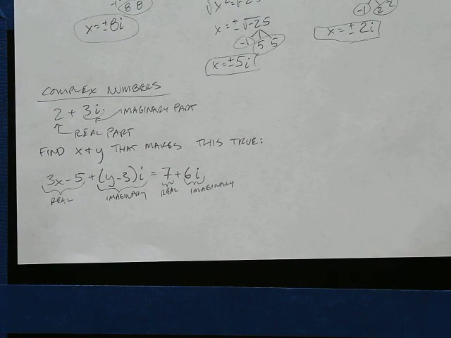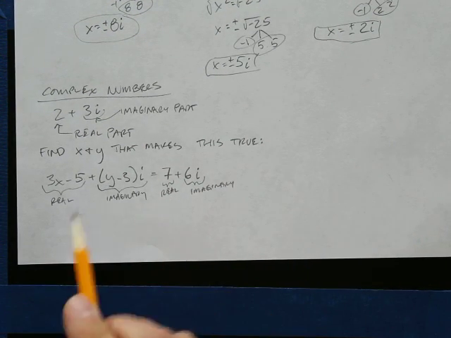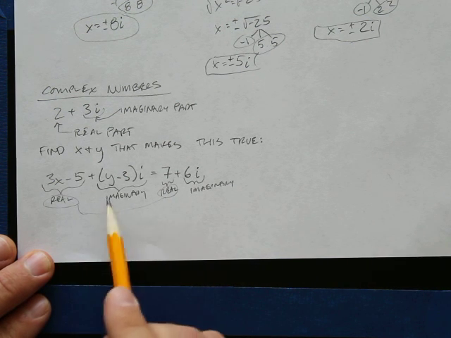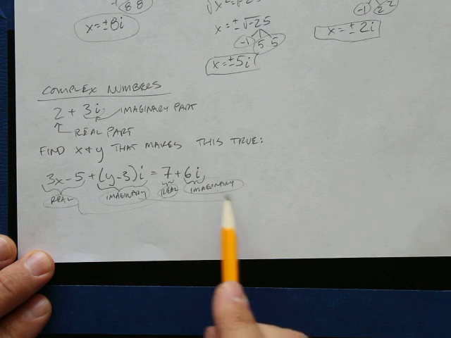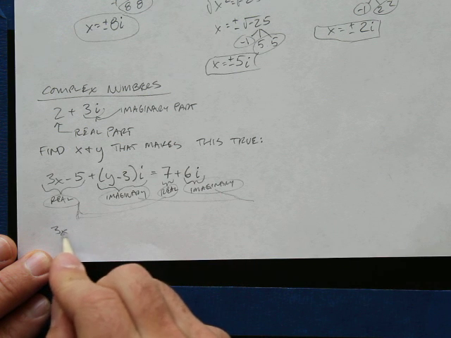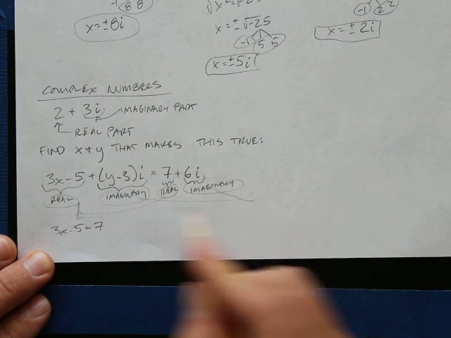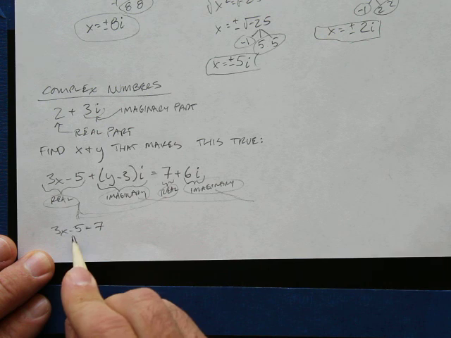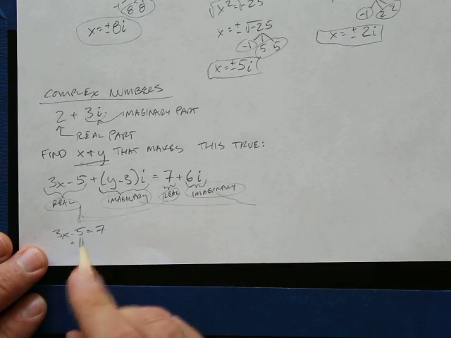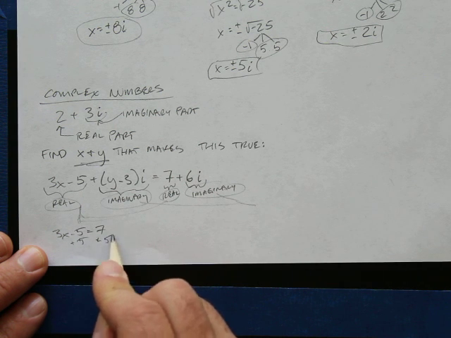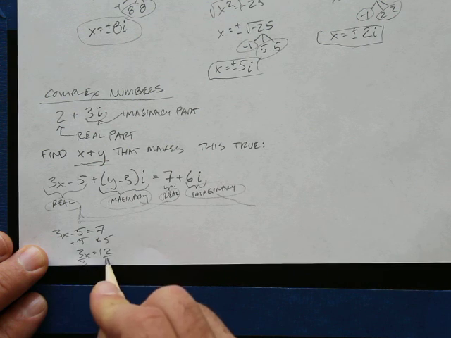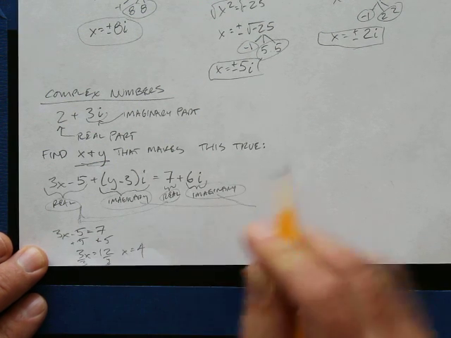So all we're going to do here is set up two equations. We're going to look at the real parts together, and we're going to look at the imaginary parts together. So let's look at the real parts: 3x minus 5 equals 7. I'm going to solve for x, because I'm being asked what are x and y. I'm going to add 5 to each side, and I've got 3x equals 12. Divide by 3, x equals 4.